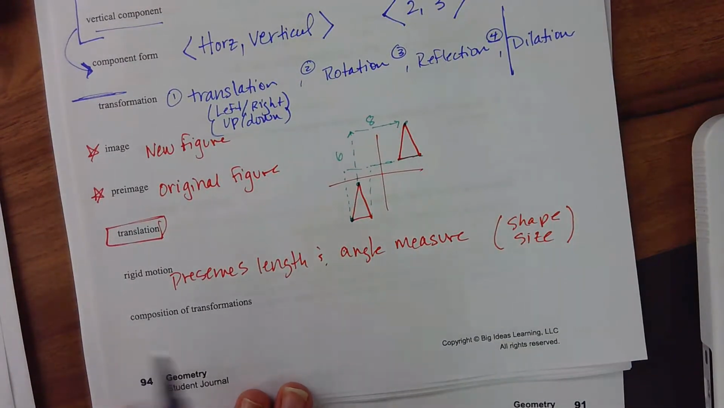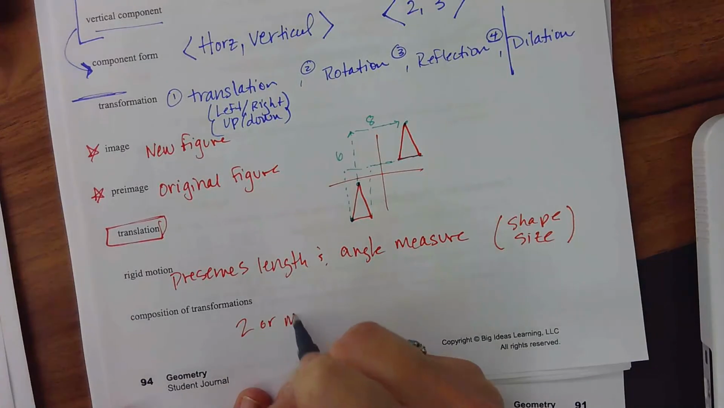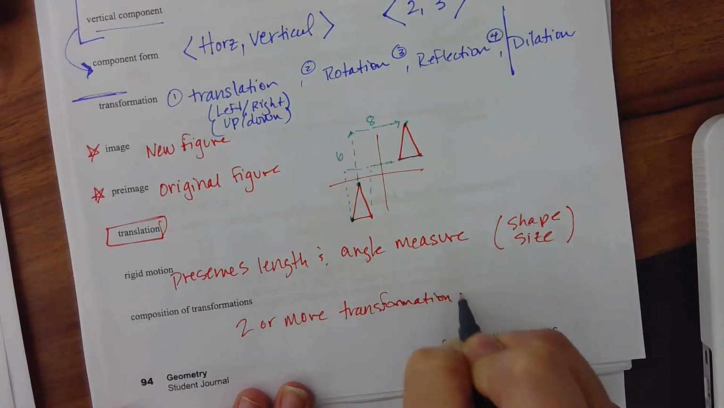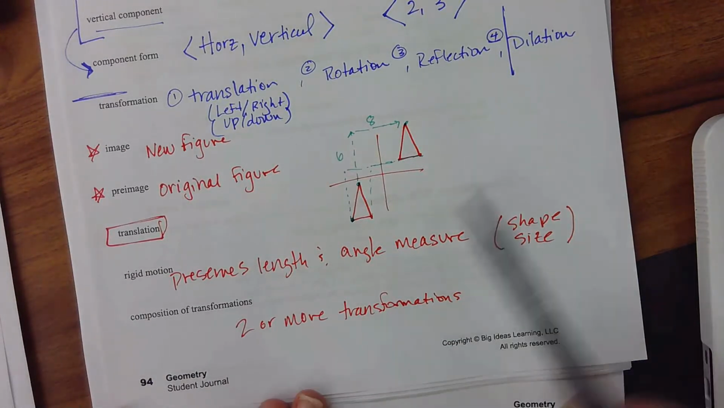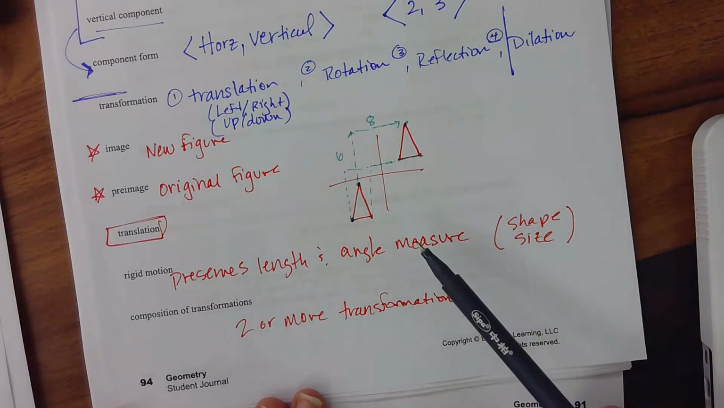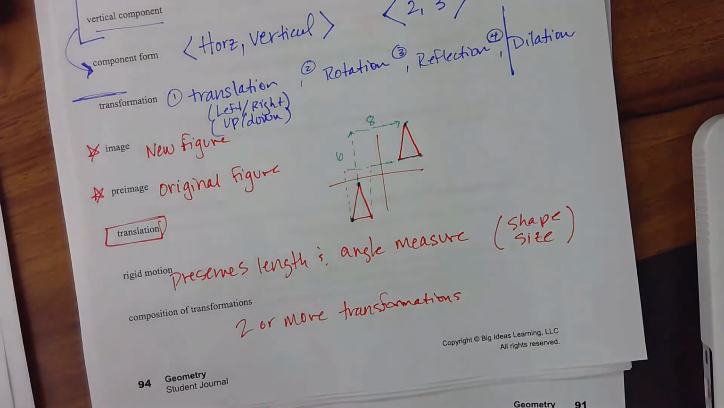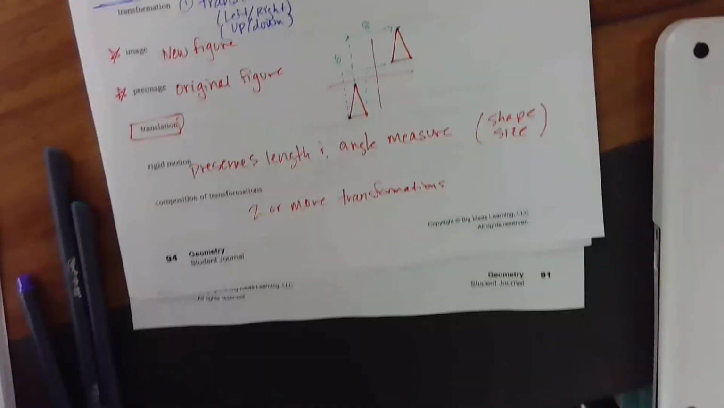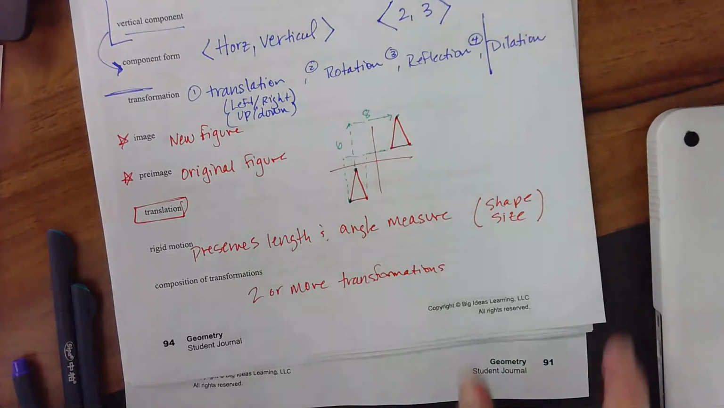All right, last but not least, we're going to talk about a composition of transformations. That means basically two or more transformations together. We have to wait until we learn some of this stuff, but it might be something like, we're going to move this up 6 and right 8, and then reflect it over the x-axis. That's a translation followed by a reflection. So you're doing two different types of transformations on one figure. We're going to get into that a lot, and it's something we're going to focus on in this unit.